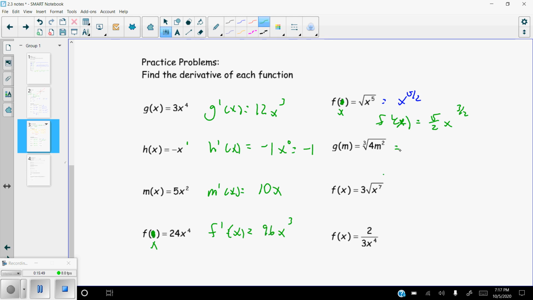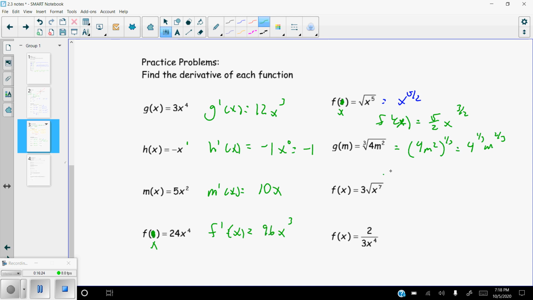So we're going to rewrite this. But the whole thing, it has a cube root. So this is really going to be 4m squared all to the 1/3 power. Now we can distribute that 1/3 power to the 4 and the m squared since they're products in there. There's no additions or subtractions. So this is going to be 4 to the 1/3 m to the 2/3. 4 to the 1/3, that's just a constant. M to the 2/3, that's a variable.